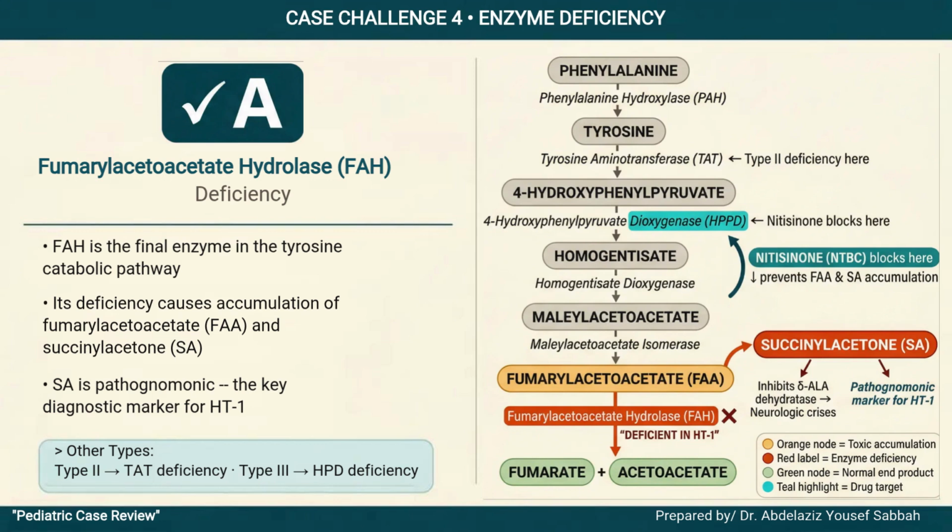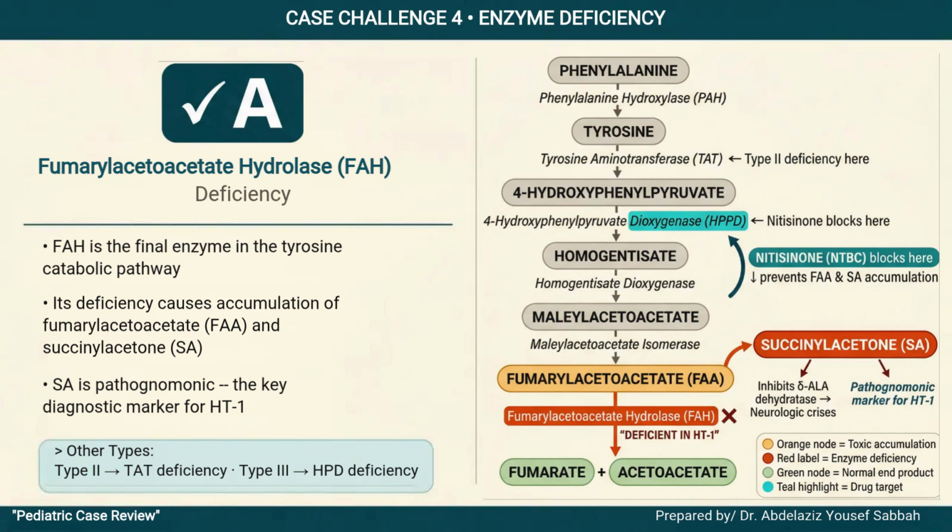This is the final enzyme in the tyrosine catabolic pathway. When this enzyme is deficient, fumarate acetoacetate accumulates and is converted to succinylacetone, which is the pathognomonic diagnostic marker for Tyrosinemia type 1. The full pathway begins with phenylalanine being converted to tyrosine by phenylalanine hydroxylase.